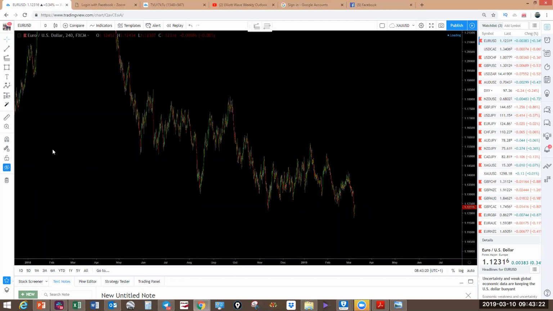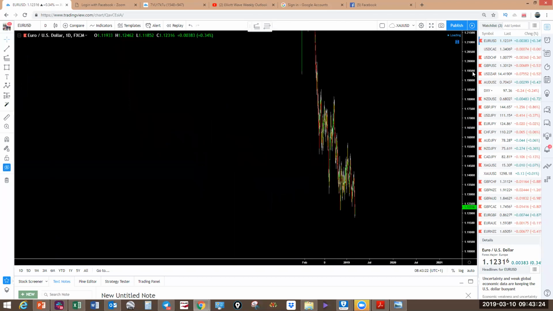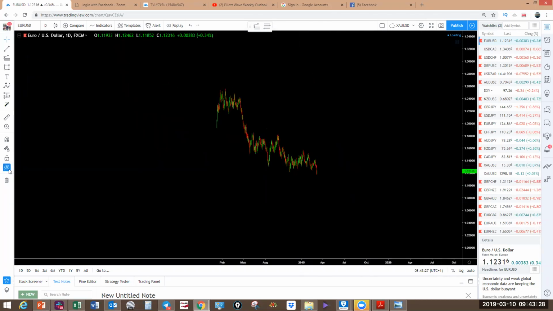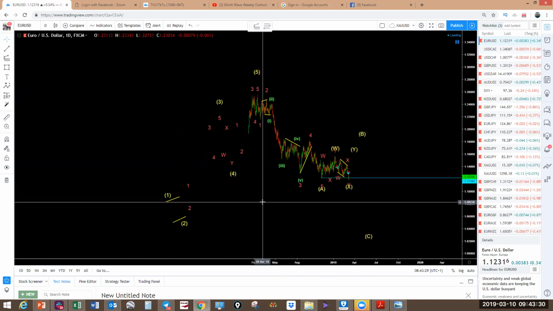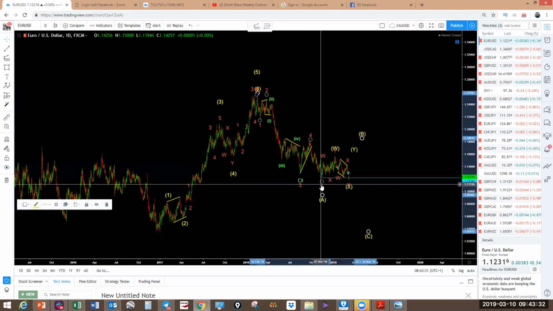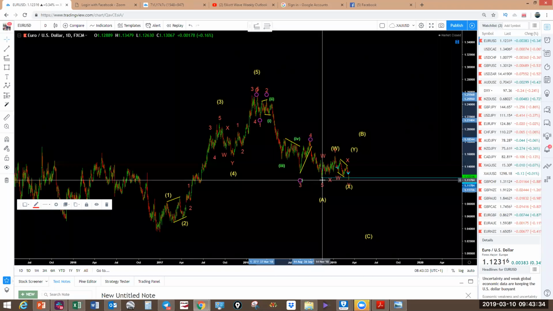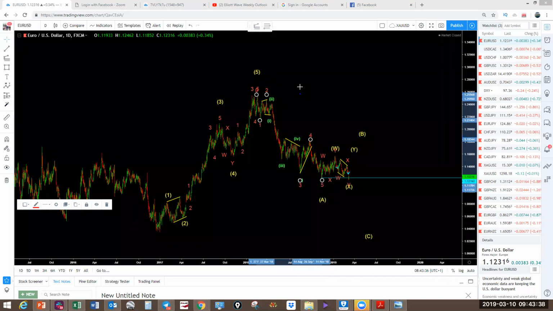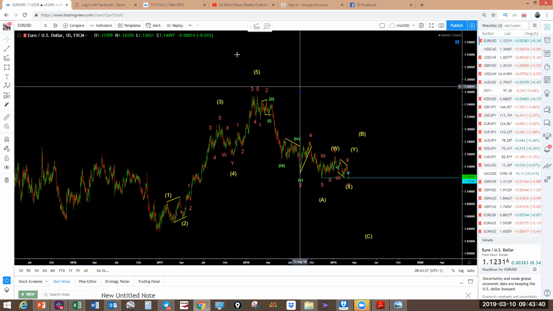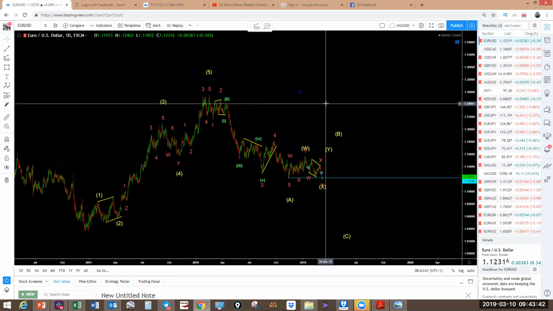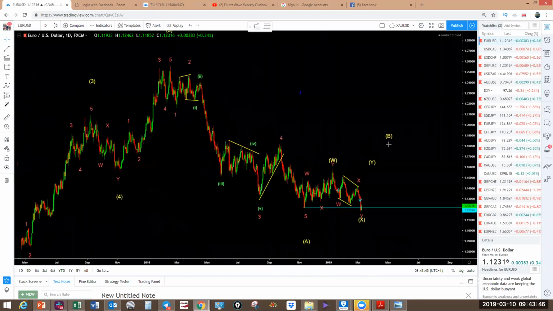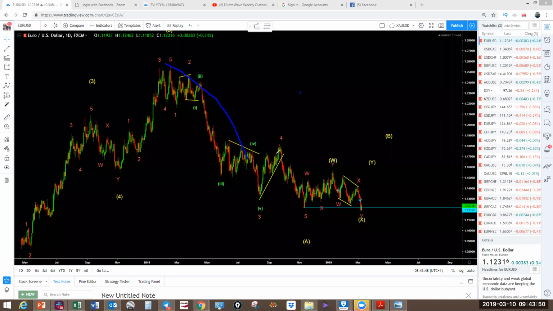Second alternative, guys. Remember what we've been looking at on the euro is this structure. This structure has got 5 waves to the downside. Now, let's make it a little bit bigger so it can be crystal clear. All right, so this is the structure. You've got 1, 2, 3, 4, 5.